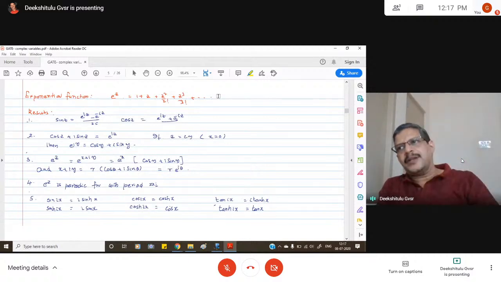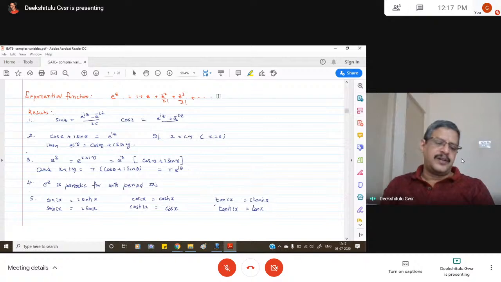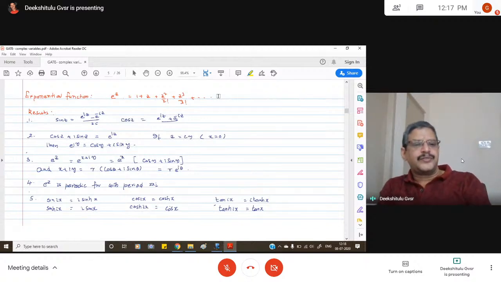So many things we do in complex variables and functions dealing with complex values, we manipulate and simplify things and convert them into convenient terms using these relations. And e power z is a periodic function with period 2 pi i. Why? Because e power z is nothing but e power x into cos y plus i sin y, and cos y and sin y are periodic functions with period 2 pi.